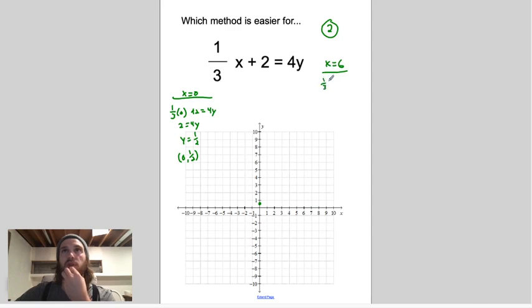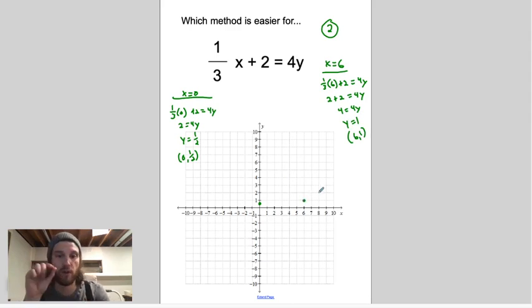So you'll get 1/3 times 6 plus 2 equals 4y. 2 plus 2 equals 4y. 4 equals 4y, so y equals 1. So the point (6, 1) is also on my line. Now this has a positive slope, but it's very gradual.